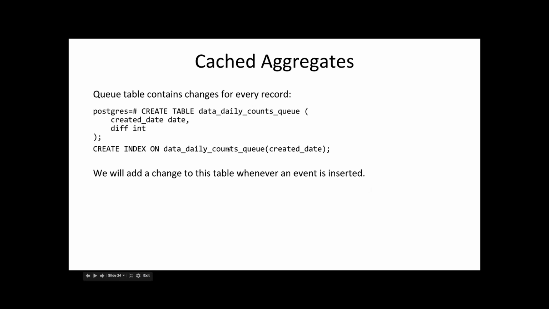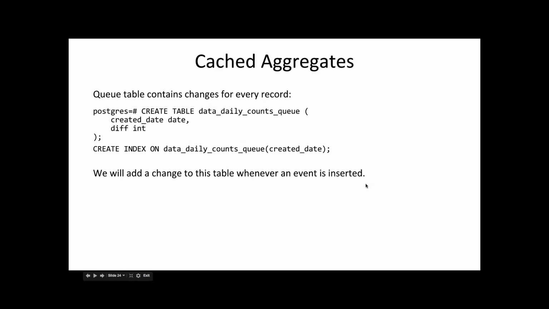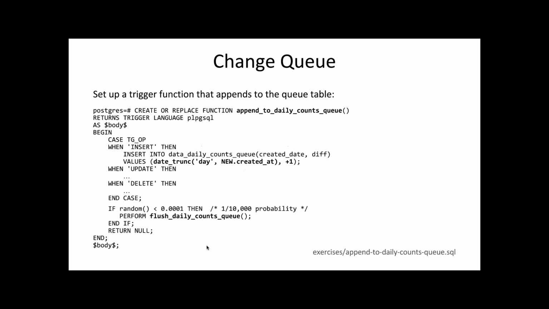And then you probably want to create an index on this queue just to make queries that search for a particular date range fast. And it mustn't be a unique index, because we're going to have the same date occur many times. And so whenever we now do an insert into the data table, we insert into the queue as well.